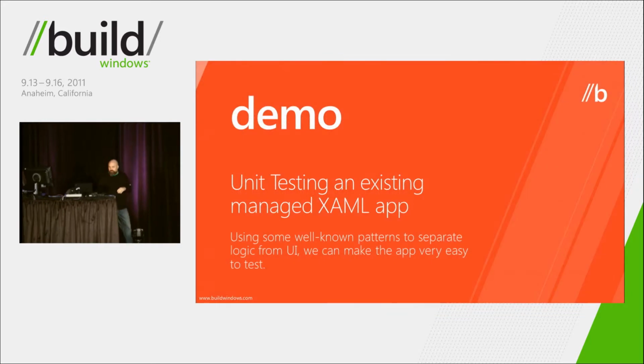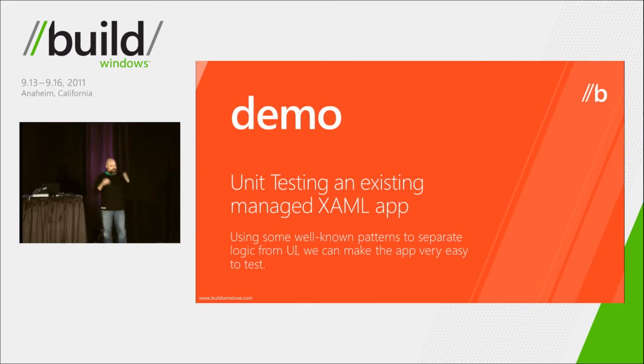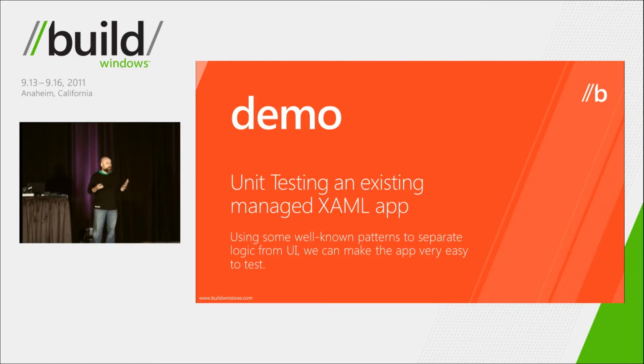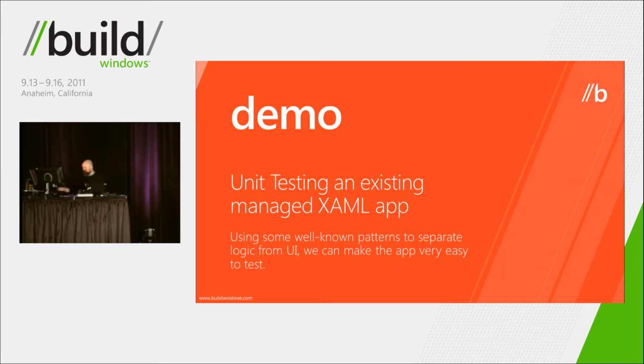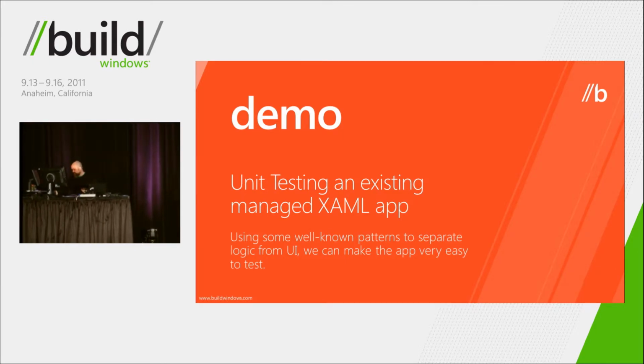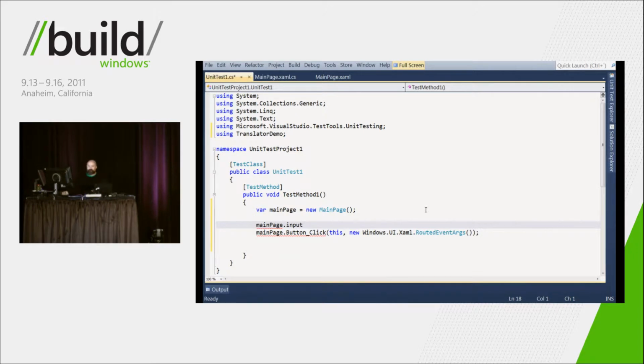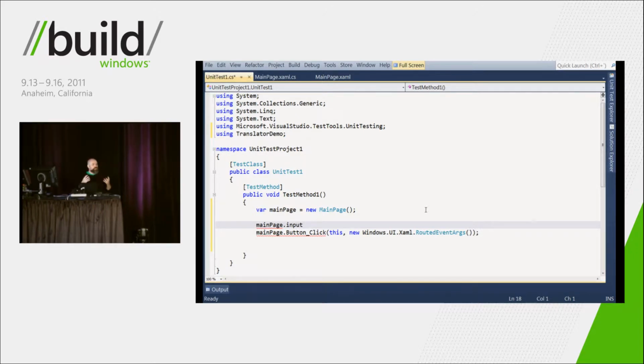All right, so now let's do the real part of this talk. Let's actually get into the code and let's do some real testing here. Let's actually figure out how to test this silly application. Okay. Here we are. So what we need to do is we need to get all that code, we need to get all that important stuff out of our XAML.